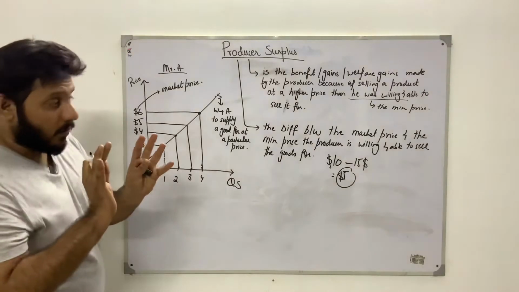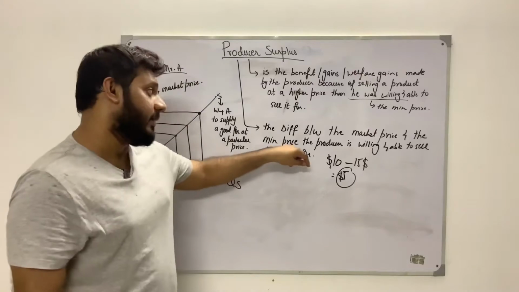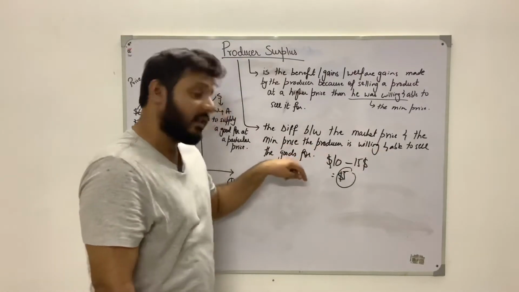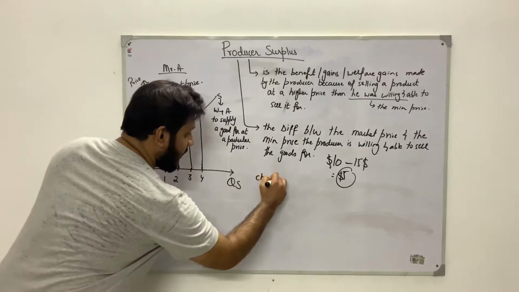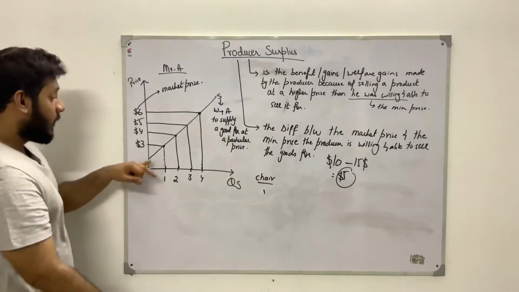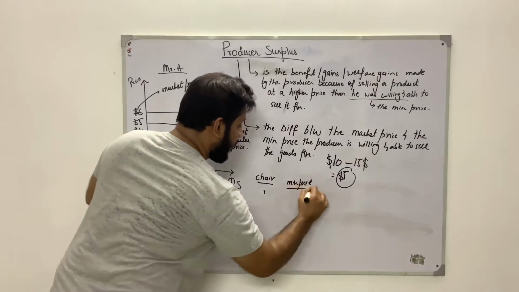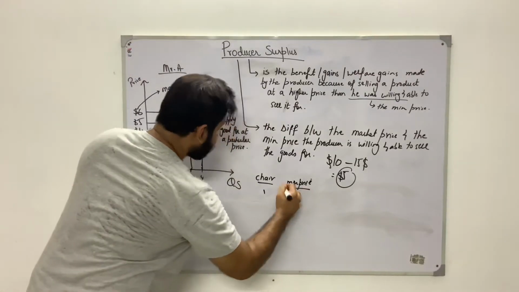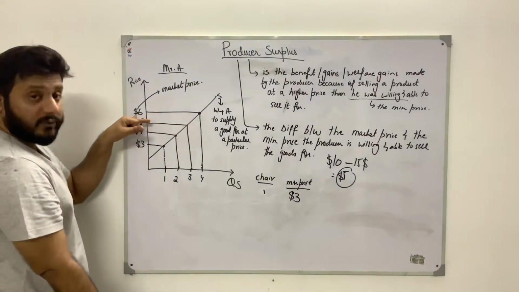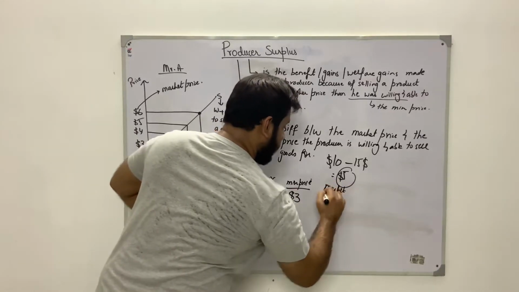Okay, now come to the definition. It is the difference between the market price and the minimum price the producer is willing and able to sell the good for. So the first chair, if I write chairs here, what is the minimum price I am going to sell the chair for? The minimum price I'm going to sell the chair for is, let's say, $3. What is the market price according to this question? It's $6.